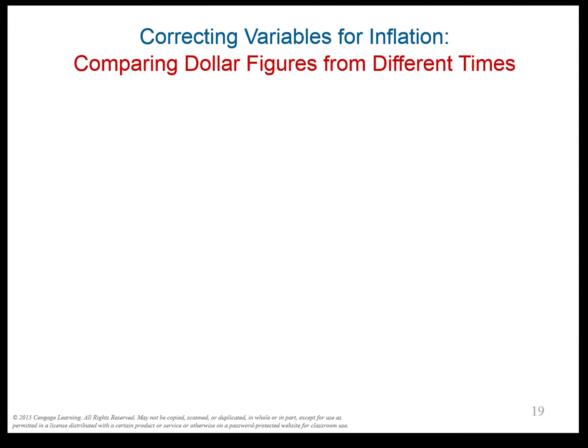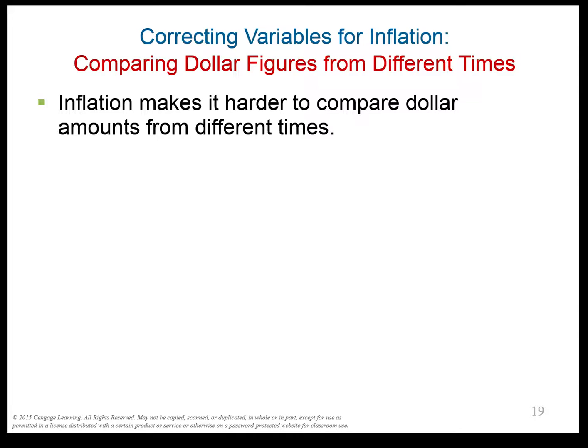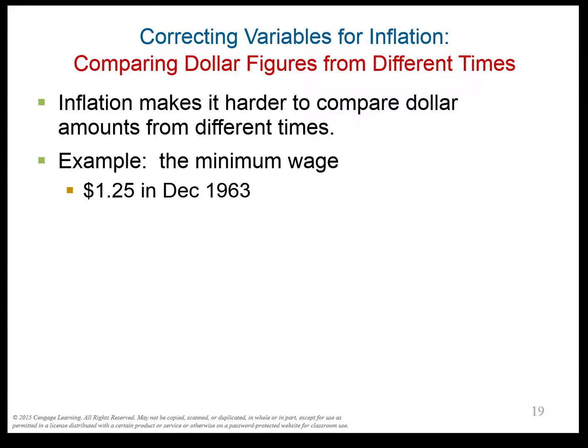All right, here's a very interesting and important use for CPI and GDP deflator: just comparing dollar figures from different times, right? With inflation, it makes it harder to compare dollar amounts from different times. Example, the minimum wage. The federal minimum wage in December 1963 was $1.25, and it was $7.25 in December 2013. The question is this, what does that feel like if the person was working in 2013? So we have to change the $1.25 into what it would, quote, feel like for someone working in 2013.